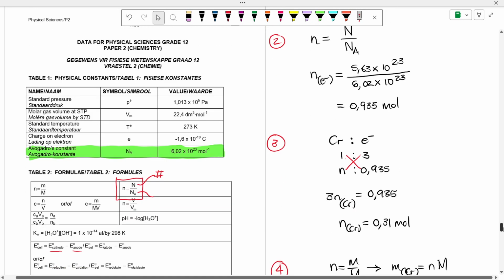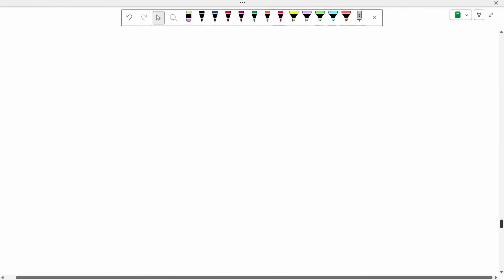Ultimately, it comes down to finding the number of moles. If you get the mass, then you find the number of moles of chromium. Then you relate that to electrons using the ratios. From the number of moles of electrons, you find the number of electrons. From the number of electrons, you can find the charge. So the game is between the ratios and the number of moles. Stoichiometry all the time in chemistry. Okay, and that's it for this question.